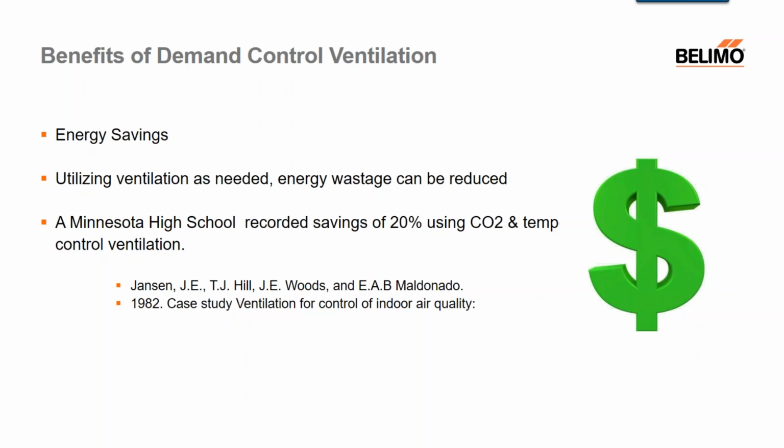A test was carried out by a Minnesota high school to obtain air quality, energy, and subjective response data using an automatic variable ventilation system. A control system with both CO2 and temperature inputs was devised to control the use of outdoor air and energy savings. Energy savings of approximately 20% were found for this application and project.